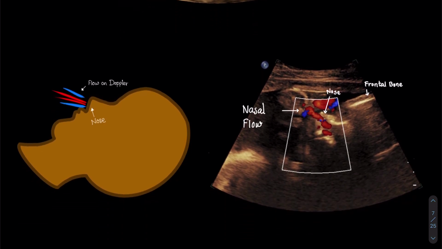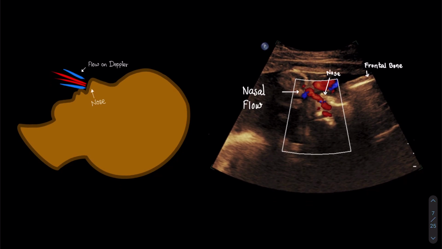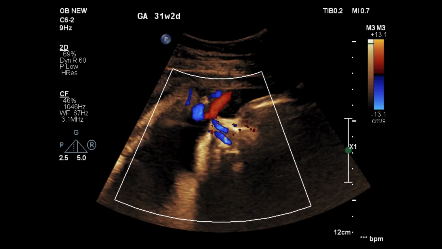Last option for breathing movement is to use color Doppler. During respiratory movements, amniotic fluid enters and exits through the nostrils. If we put color Doppler box over the fetal nose, we will see red and blue flows at nose during breathing. On the right, you can see the red flow coming out of the nose, as red indicates towards the transducer flow. Let's check it on real time.